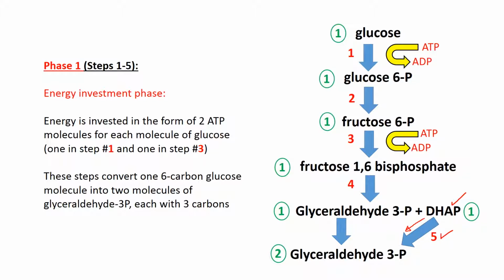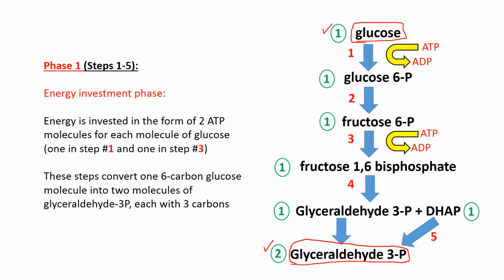So at the end of this step, the result is 2 molecules of glyceraldehyde 3-phosphate. One of them coming directly here, and the other one coming directly here. So we end up with 2 molecules of glyceraldehyde 3-phosphate. So I just finished describing phase 1 of glycolysis, steps 1 through 5, in which 1 molecule of glucose, and here's the 1 molecule of glucose, is broken down to 2 molecules of glyceraldehyde 3-phosphate.